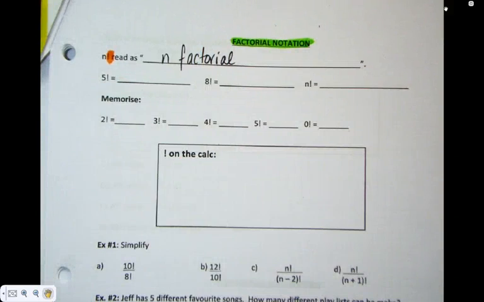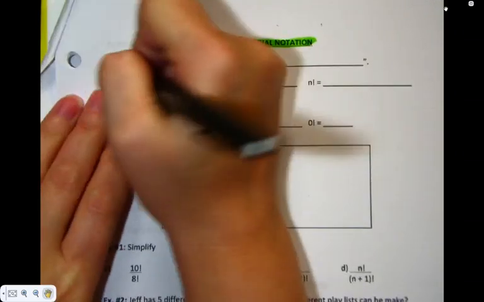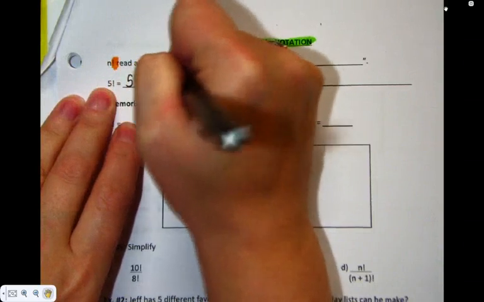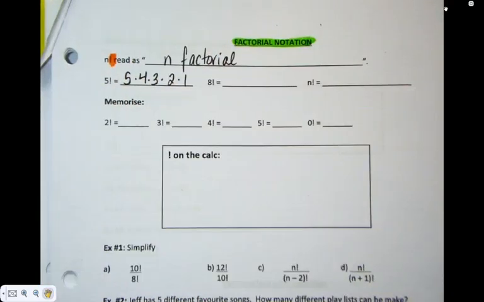And so we call it factorial notation. So 5 factorial, again, not 5, we're not excited here. 5 factorial, what it means is 5 times 4 times 3 times 2 times 1.